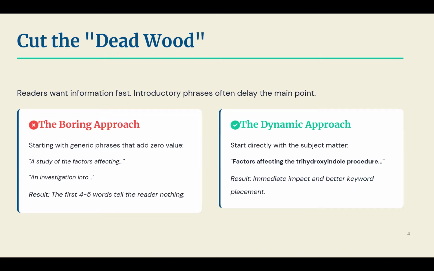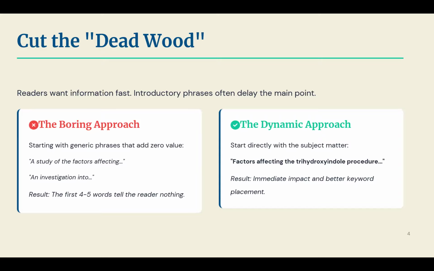A study of the factors affecting, an investigation into. You see, in "a study of the factors affecting," almost 6 words have been spent without giving any information about what your findings are, or what you have to give them. The first 4 to 5 words tell the reader nothing, which is a very boring approach. You should not delay more than 3 words to let your reader know what you have got to say in your research article.